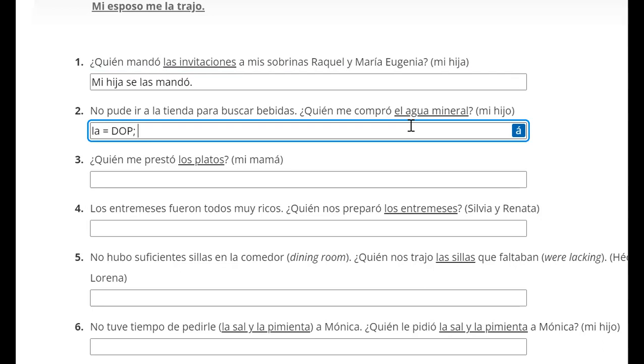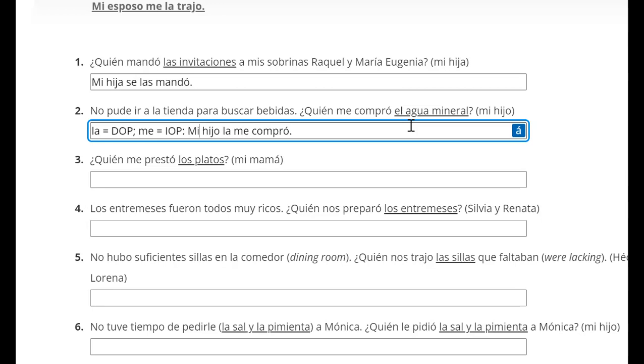And now, remember the indirect object answers that to whom or for whom question. So, for whom was the mineral water bought? It was bought for me, me. That'll be our indirect object. So we've got two object pronouns here. And now let's figure out where we're going to put it. We're going to say that my son, mi hijo, compró. My son bought it for me. So we've got our direct object, la, we've got our indirect object, me.